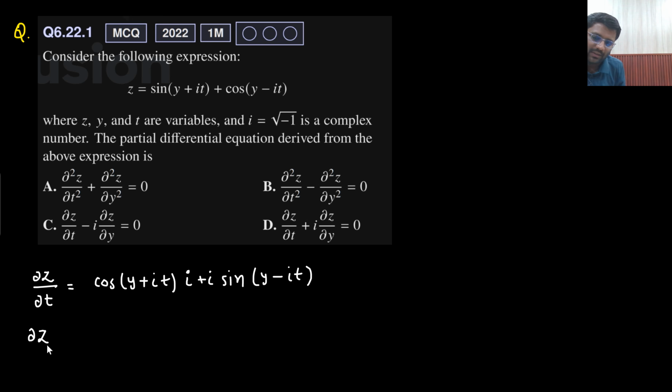Now let's calculate the partial differentiation of z with respect to y. So, sir, it will come as it is: cos(y + iota t) and then minus sin(y - iota t).